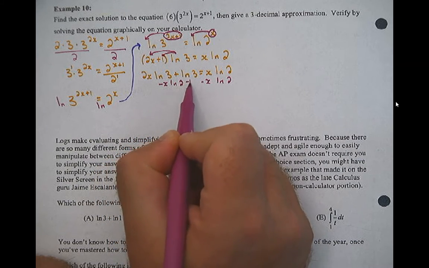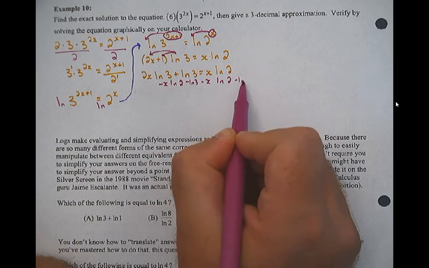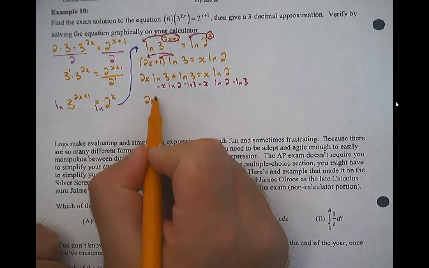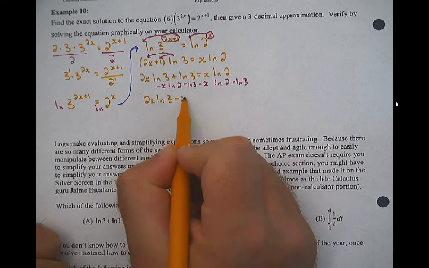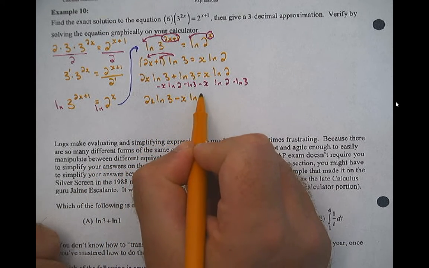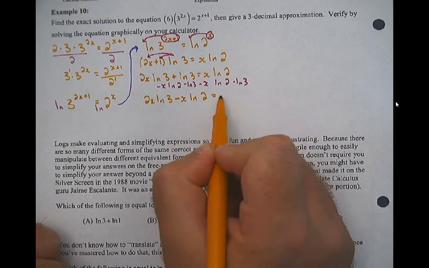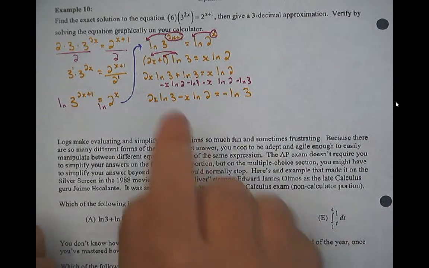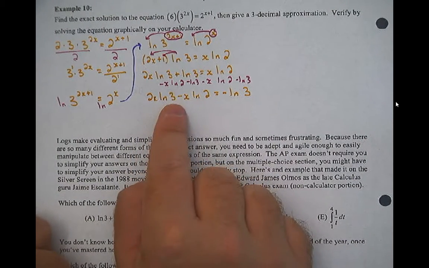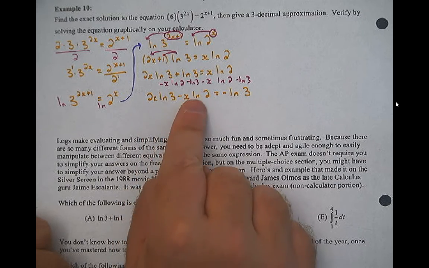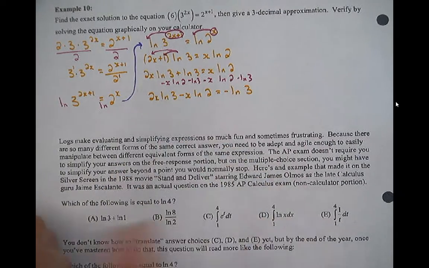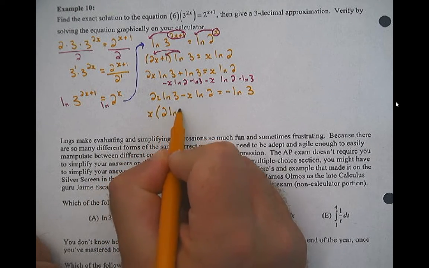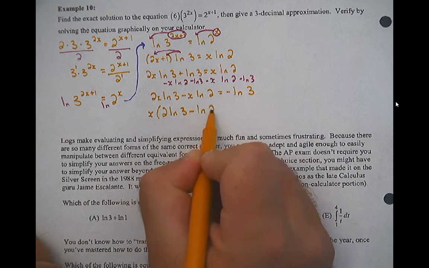But I'm also going to subtract the natural log of 3 from both sides. So now I have 2x natural log of 3 subtract x natural log of 2 equals negative natural log of 3. I can't combine these because they're unlike terms, but what does this term have and what does this? They both have an x, so I can now factor out an x. So that would leave behind 2 natural log of 3 minus natural log of 2.